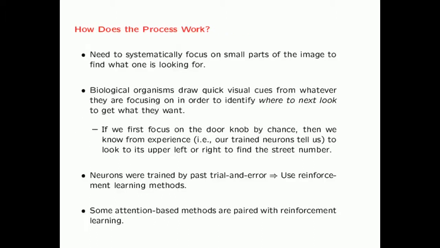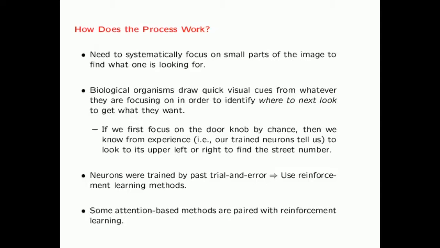So how does the process work in human beings? For example, when one is trying to find the street number of a house, what you want to do is systematically focus on small parts of the image to find what you're looking for. Typically, biological organisms draw quick visual cues from whatever they're focusing on to identify where to next look to get what they want.